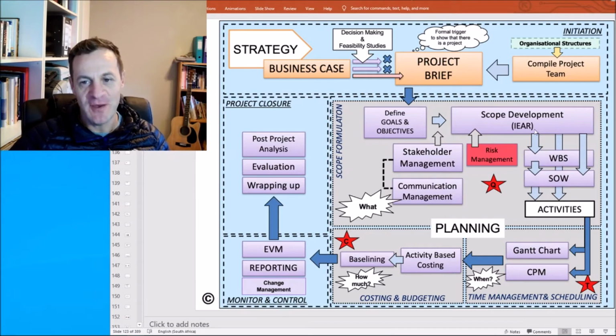Now remember, that's what it's all about. That's what project management is all about. It's about planning for a project. So we need to set up a plan.